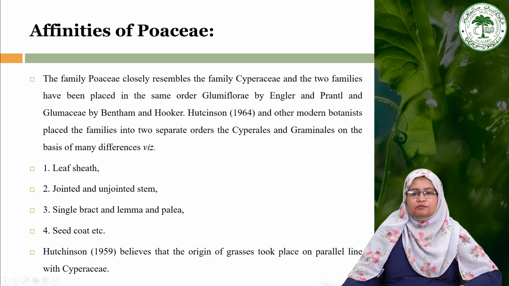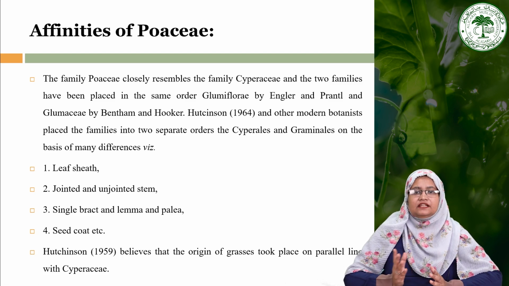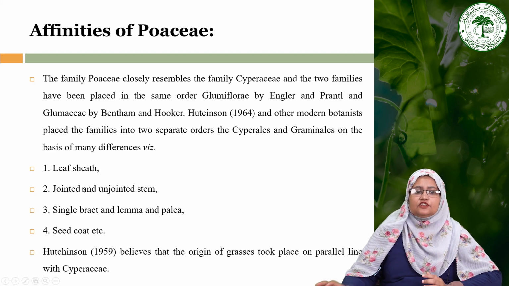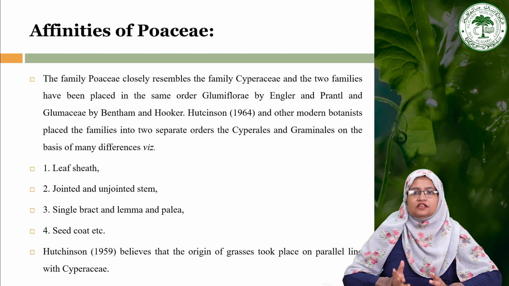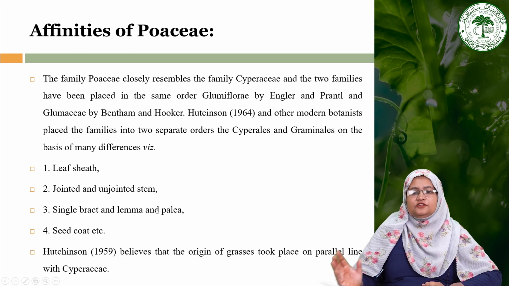But Hutchinson and other modern botanists place the families into two separate orders, the Cyperales and Graminales, on the basis of many differences, that is leaf sheath. As we have seen, Cyperaceae has a closed leaf sheath while the Poaceae has an open leaf sheath. Then they have a jointed and unjointed stem. In Cyperaceae, you can see they don't have a jointed stem. Then single bract, and lemma and palea. You can see in Poaceae they have a single bract, lemma and palea. Then the seed coat is fused.